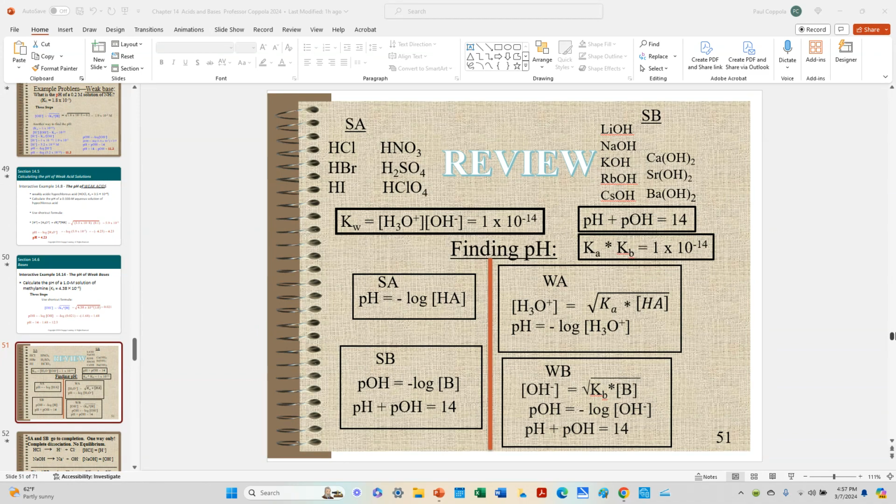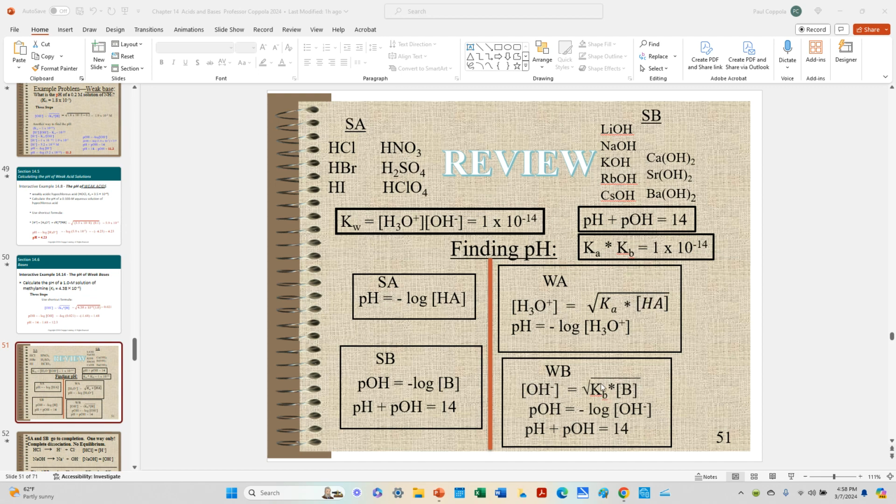Okay, now we move to slide 51. This is a very good review slide. I gave you a hard copy of this, so you should know the strong acids: HCl, HBr, HI, nitric acid, sulfuric acid, perchloric acid. These are the strong bases. We went over the Kw formula, and you should know all the equations, have them memorized. However, I will give you the formula on the reference page for the weak acid and for the weak base.